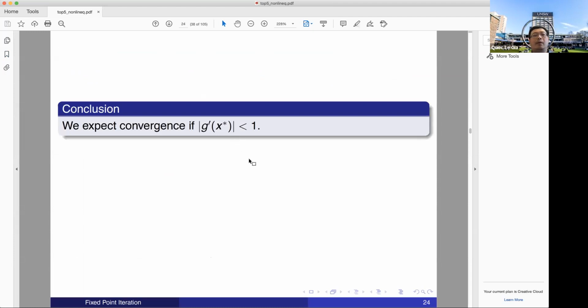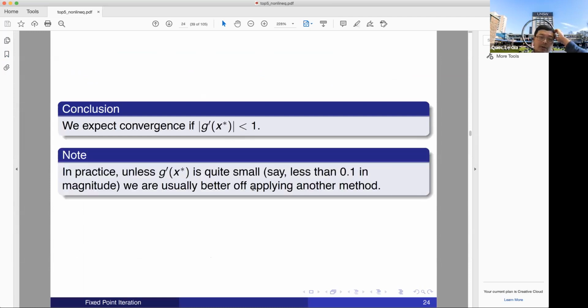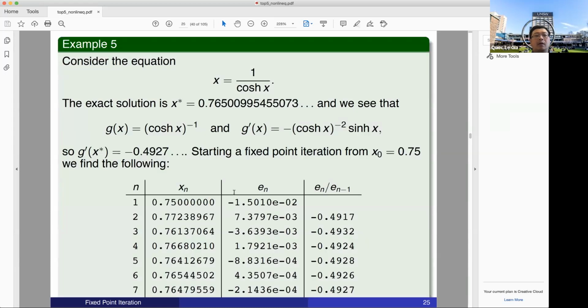So now you remember 2301. After a long break, you now know that usually if G prime is very close to one, then the convergence is very slow, so you have to use another method. That is the topic for today's lecture. We will study the faster method, and this is a numerical method for fixed point iteration.